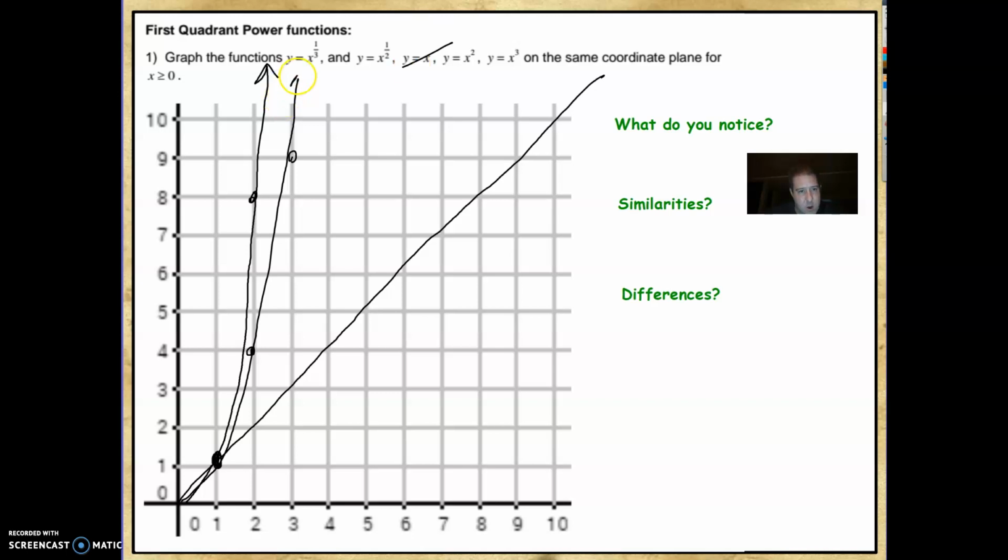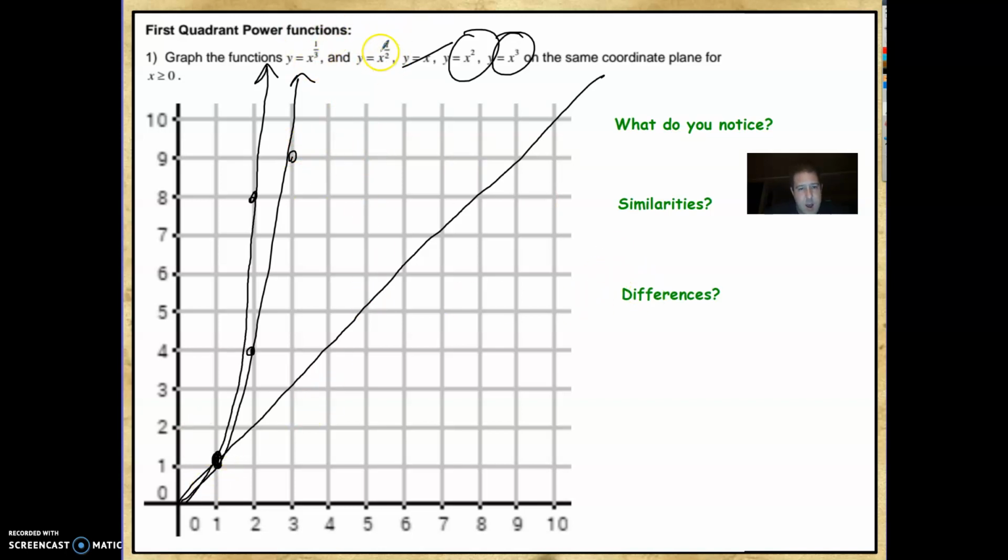So what you're going to notice is that x cubed goes up faster than x squared. So the bigger the exponent, the faster it's going to go up. That's one thing that I noticed. They are both similar. They are both increasing in this case. And the difference here is that these are both above this y equals x line, whereas the other two fraction ones are going to be below.